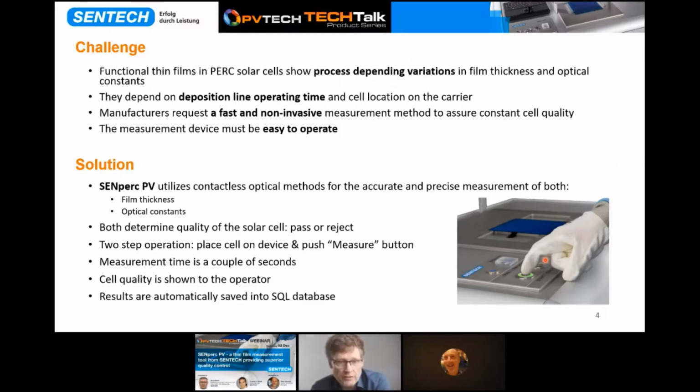The instrument offers a two-step operation, meaning we place the cell on the device and then simply push the measure button. After a couple of seconds, the result of the cell quality is shown to the operator. Additionally, the results are automatically stored in an SQL database.